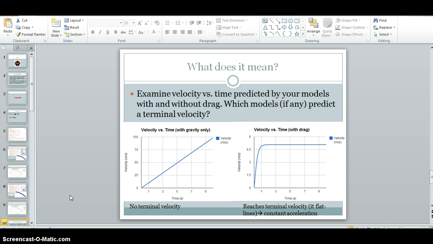Now as you can see from these graphs, the model without drag had no terminal velocity. You can see this because the graph has a constant slope, so it is continuing to accelerate at a constant rate. However, in the model with drag, there is a terminal velocity because the graph is flatlining. And terminal velocity is when your object continues to fall but stops accelerating, which is shown in the graph.